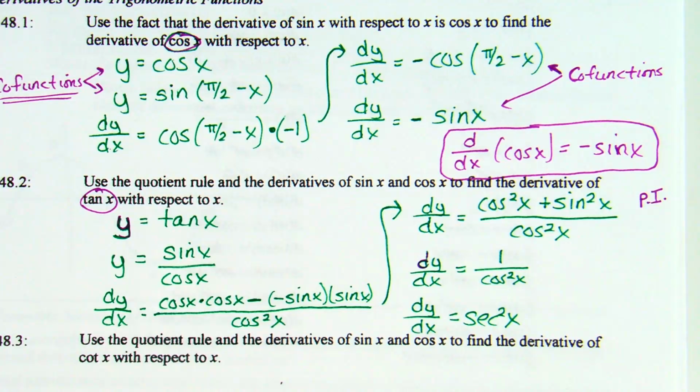So what did we just find? The derivative of tangent x is secant squared x. As I said, it's just one to commit to the memory. So I'm going to write it over here. d/dx, so derivative of tangent x, is equal to secant squared x.